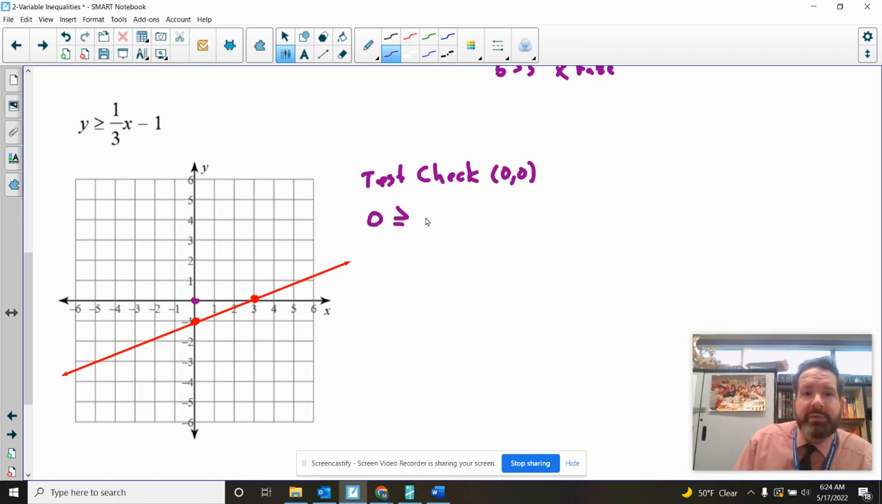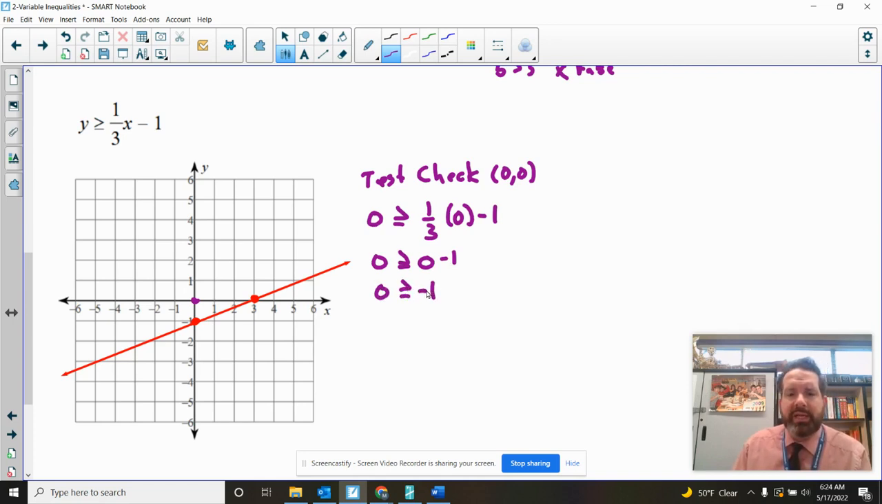So is 0 greater than or equal to 1/3 times 0 minus 1? Well, 0 minus 1 is just -1. Is 0 greater than or equal to -1? Yeah, it is. So that tells me 0, 0 made the inequality true. I wanted a highlighter. Made the inequality true. Therefore, so will every other point that is here above this line.